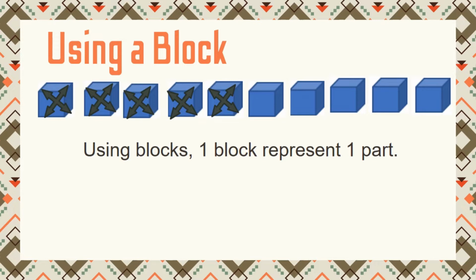Using a block, we can write this as 5/10. As you can see, our denominator is 10. 10 has only one zero. This means that when we change 5/10 into a decimal number, we only have one digit after the decimal point. Therefore, 5/10 when changed to a decimal number is 0.5.